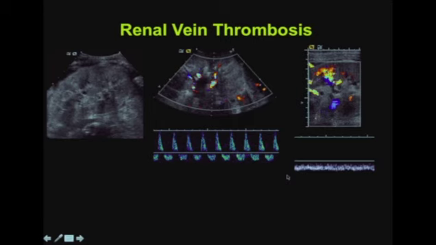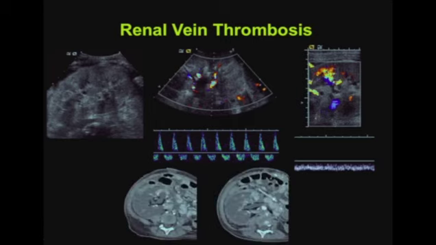This patient went on to have CT of the kidney, and as you can see, it's highly abnormal. There's minimal enhancement of the parenchyma, really just in the subcapsular region. There's very extensive clot within the renal vein.